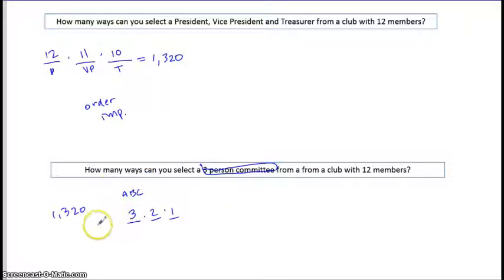So the way we can solve this problem is to start with what we did on the top, but now we're going to divide by a factor that undoes the ordering we found with these ABCs. For essentially every group of 3 that we could have picked, there are 6 possibilities of how they would have been ordered. So we divide through by that factor to get 220. There are 220 ways we could have selected a 3-person committee from a club with 12 members.